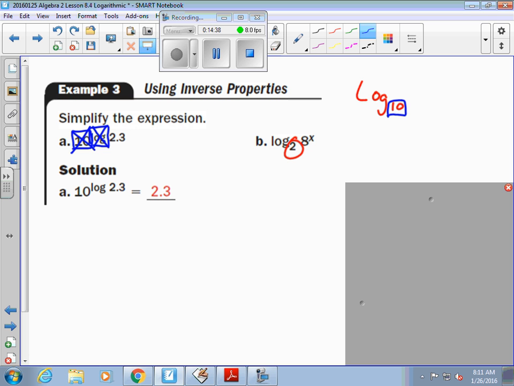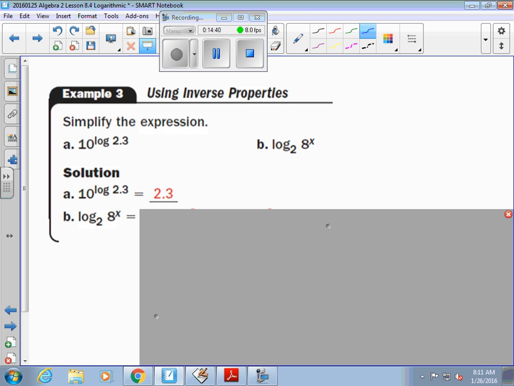That being said, we're trying to do the same thing for the second one. Log base 2 of 8 to the x power. But you can clearly see this one was the same as this log base 10. This one, too, is not the same as 8.